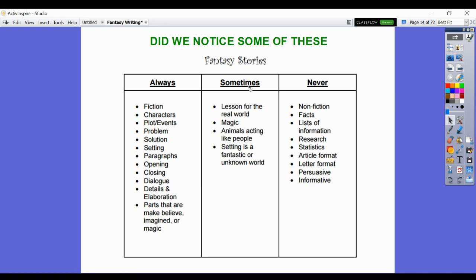Fantasy stories sometimes contain lessons for the real world, magic, animals acting like people, and the setting is a fantastic or an unknown world. And finally, fantasy never contains nonfiction, facts, lists of information, research, statistics, article format, letter format. It's never persuasive, and it's never informative.